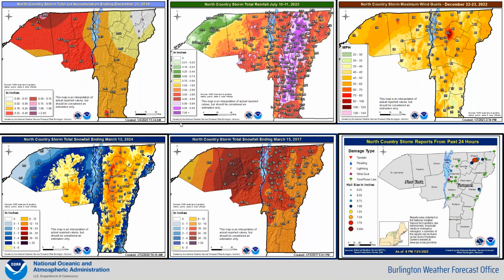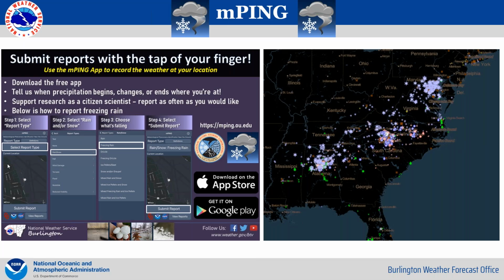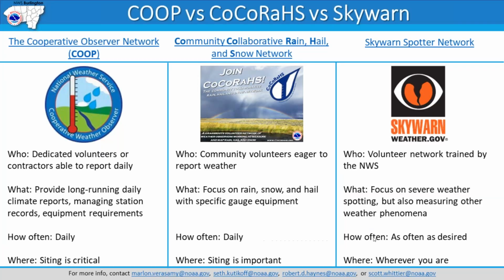So again, a huge shout out to everyone that makes these maps possible. A map demonstration of how MPing is used. You can use this to use your location services to fill out quick reports to send, and it creates these animations that help us see things. If you're interested in more than just Skywarn, there's also the co-op and COCO-RAHS nets. I've got the contact information of co-op, which would be Marlon Farasami, and Seth Kudikoff, who handles our COCO-RAHS stuff.